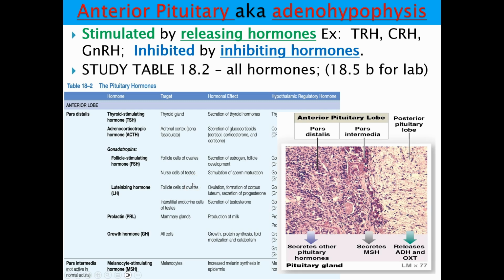And again, all of these hormones are peptide hormones that were mentioned in here. So make sure you have that down because classification is absolutely critical.